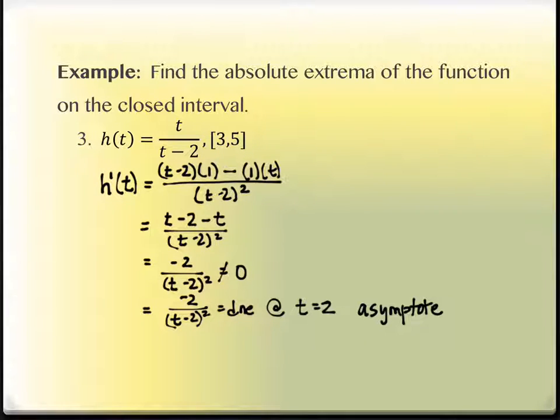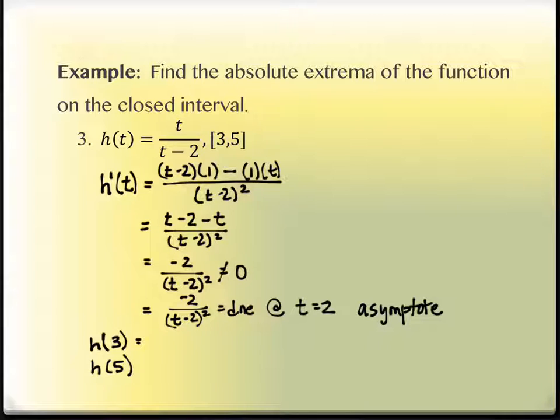Does that mean your endpoints are automatic? Yes, it means my endpoints are going to have to be the answers to this question. One of them is going to be the max and the other one's going to be the min. Exactly. So let's take a look then. We're going to use those endpoints. What were they? 3 and 5. H of 3 and H of 5.